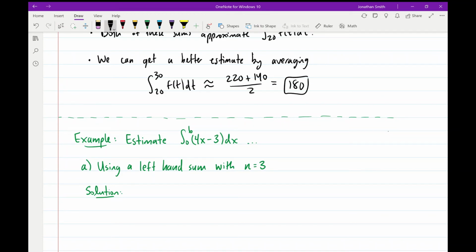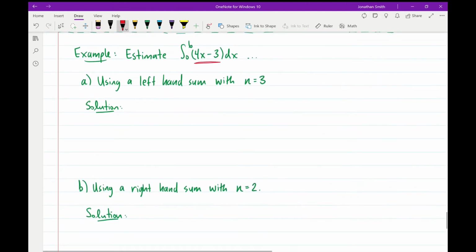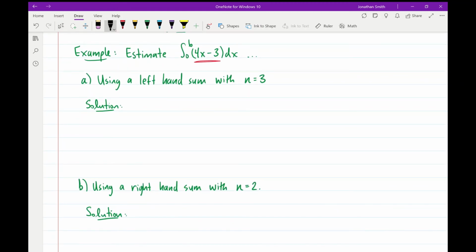All right, and in this last example, instead of being given a table, we're given what the integrand inside of the definite integral actually is, but we're still going to approximate using a left-hand sum and a right-hand sum. So for part A, let's approximate the integral from 0 to 6 of 4x minus 3 dx using a left-hand sum with n equals 3.